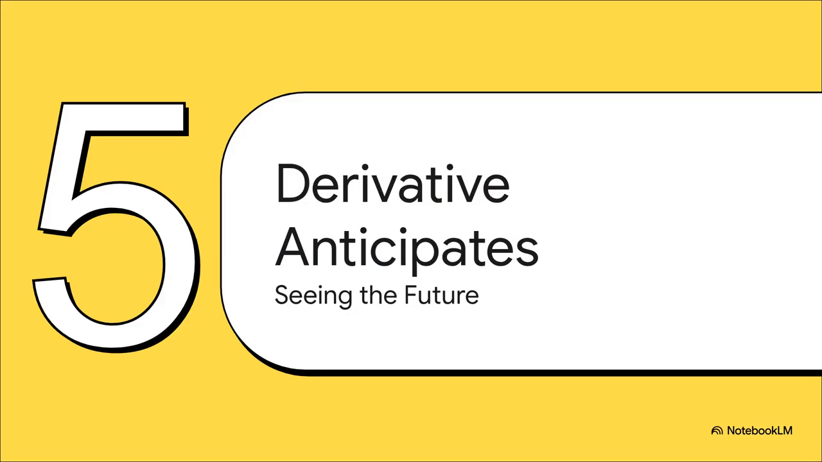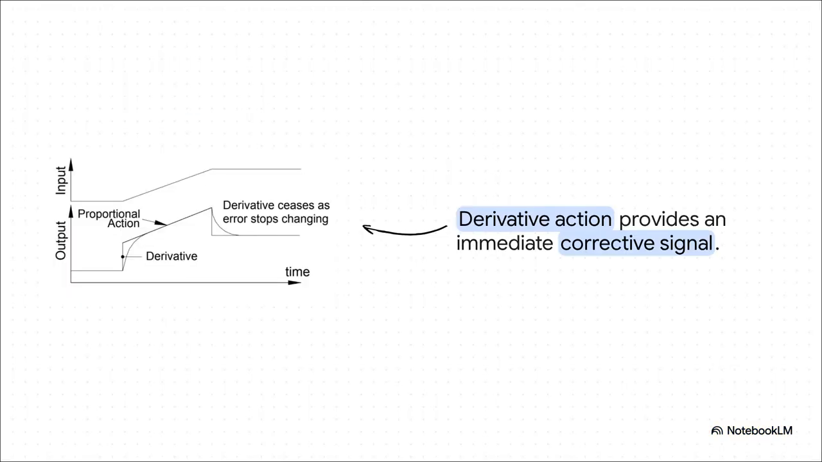Section 5. Derivative action anticipates change, seeing into the future of the system. This brings us to the D in PID. Notice how the derivative action provides this immediate, massive corrective spike the very second it senses a steep slope in the error. It doesn't actually care about the size of the error, it's looking entirely at the rate of change. By throwing a massive correction at a fast-moving error right out of the gate, it effectively anticipates the problem before it has a chance to grow, which greatly reduces your overall system lag.